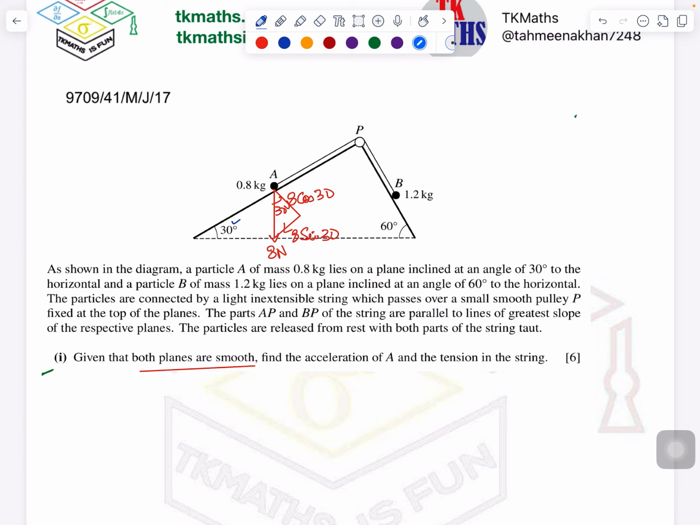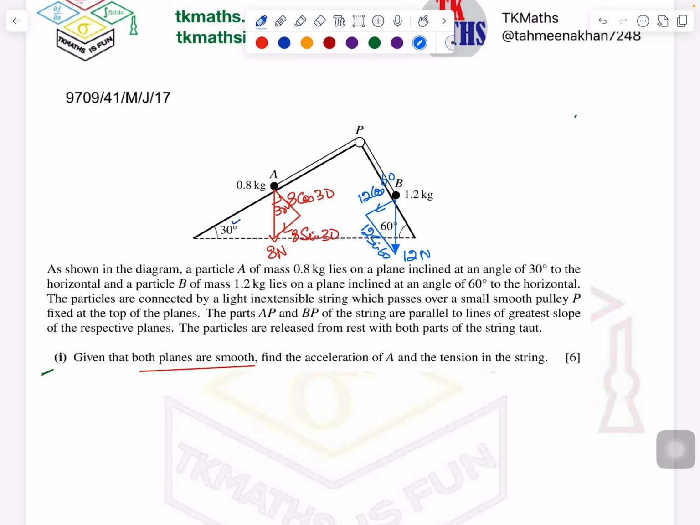Now similarly for particle B, the weight is acting downward, right? And it will be what? 12 Newton. Absolutely right. Resolving perpendicular to the plane and parallel to the plane, this will be 12 cos 60 and this one will be 12 sine 60.